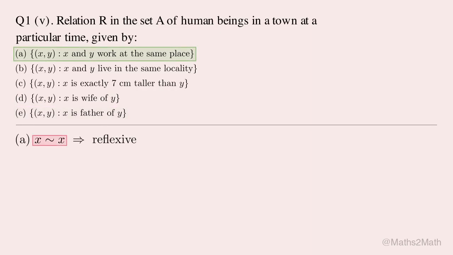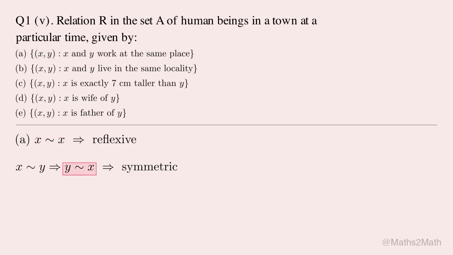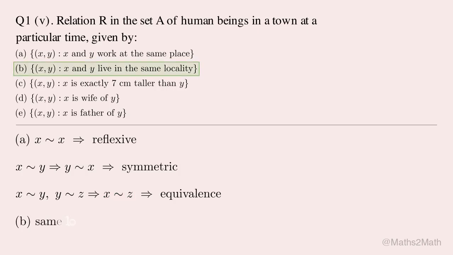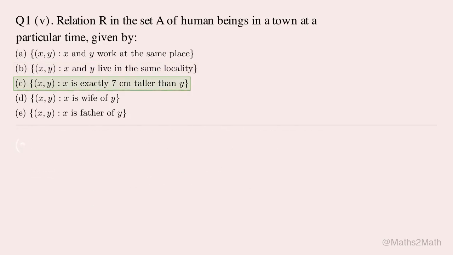Relation A, same workplace. You work where you work, reflexive. If x works with y, then y works with x, symmetric. And sharing a workplace chains through a common colleague, transitive. An equivalence relation. Relation B, same locality. The identical 3 checks apply. Equivalence again. Relation C, nobody is 7 centimeters taller than themselves, not reflexive.